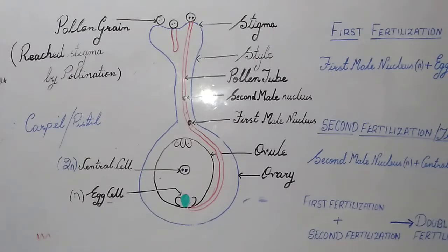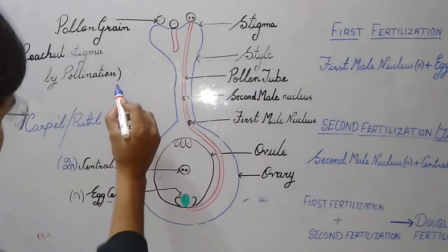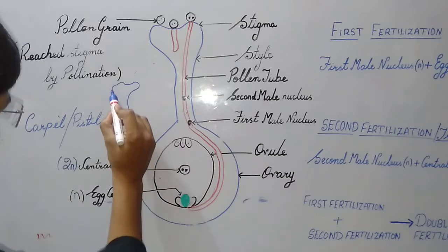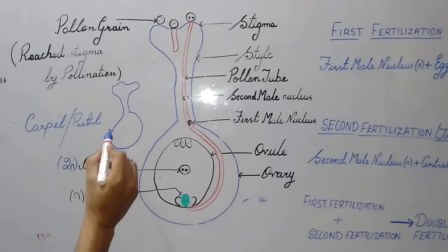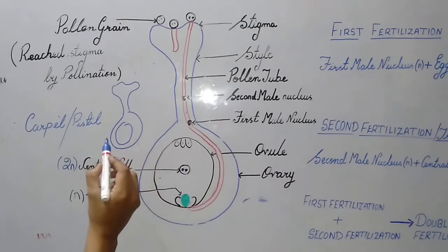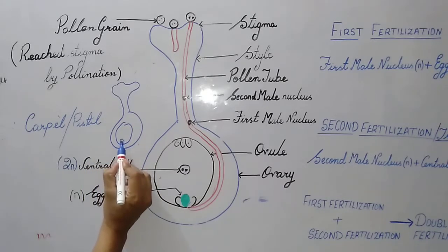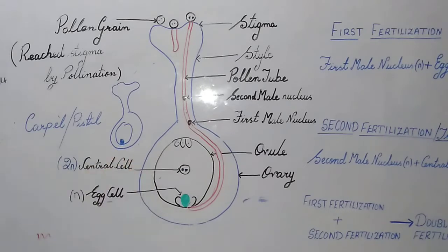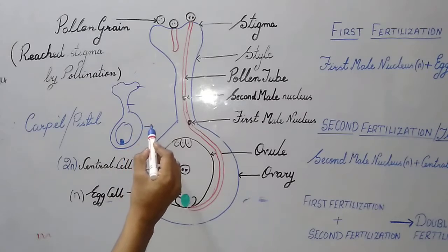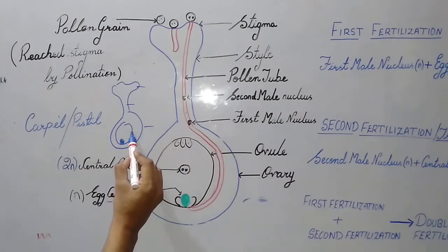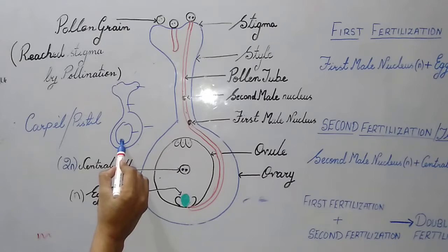Now let us again understand. First we have the stigma, style, ovary part. Inside the ovary we have ovule, and inside the ovule we have this egg cell, the female gamete of the plant.